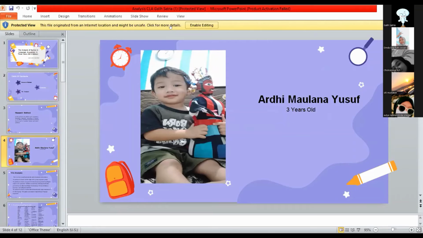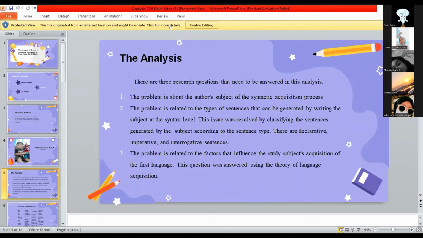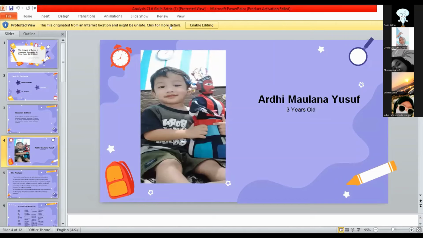And then in this analysis, I explain about children's language development because every child has a different development of language skills, starting from early age to adulthood, from the simple to the most complex. And then my subject is, previous slide, please. Yeah, my subject is Ardi Maulana Yusuf. You can call him Yusuf. Yusuf was born in December 2019. He's 3 years old. This analysis uses video recordings from a WhatsApp group of the subject. And then the next slide, please.